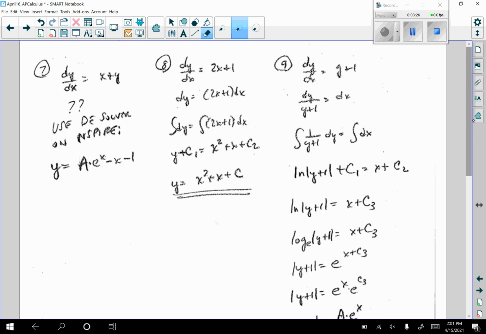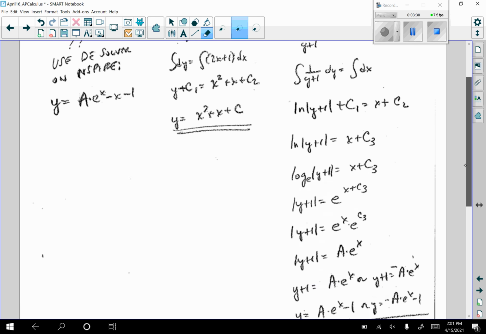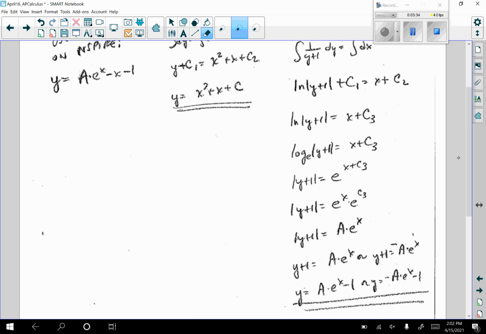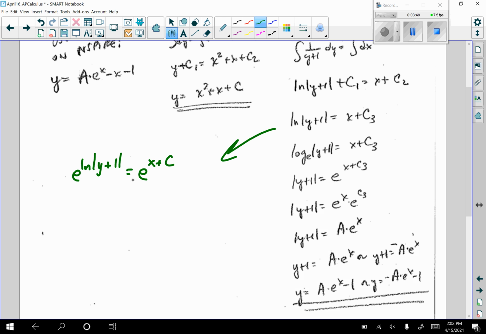And then number 9, I'll scroll down. Now pay close attention to something like number 9. Something else we could have done for this here. I just rewrote the natural log first as log base e, or we could have said e to the natural log of the absolute value of y plus 1 is going to equal e to the x plus our third constant here. And then this just becomes absolute value of y plus 1.